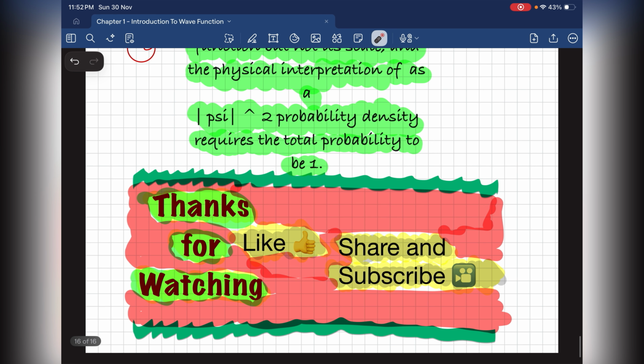So in the next episode, we will look forward to the probability current and the flow of probability in quantum mechanics.